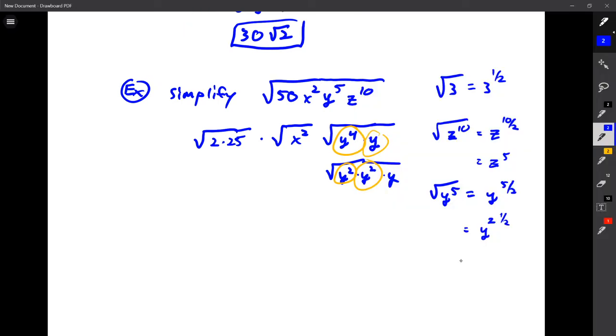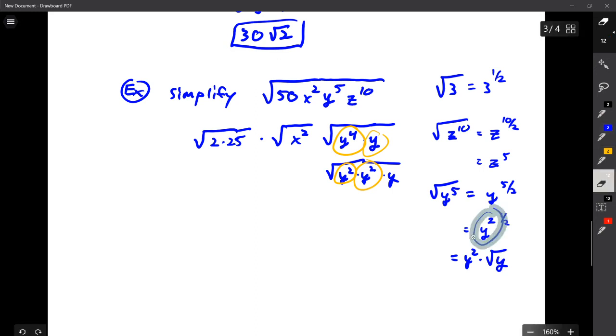2 and 1/2 would become a y squared times the square root of y. So this y squared comes out, and then this y to the 1/2 becomes our square root of y.